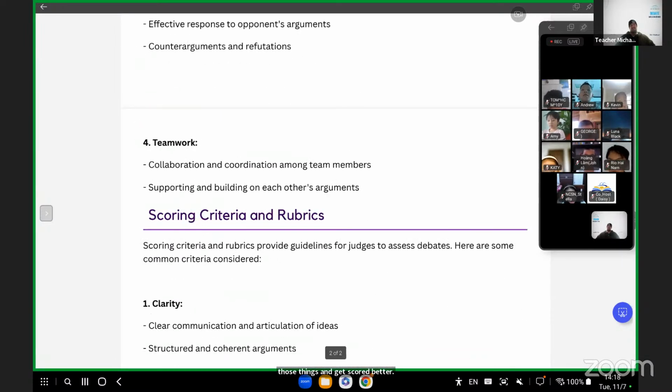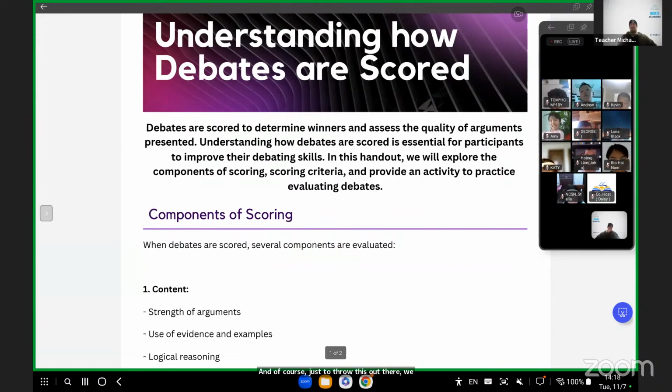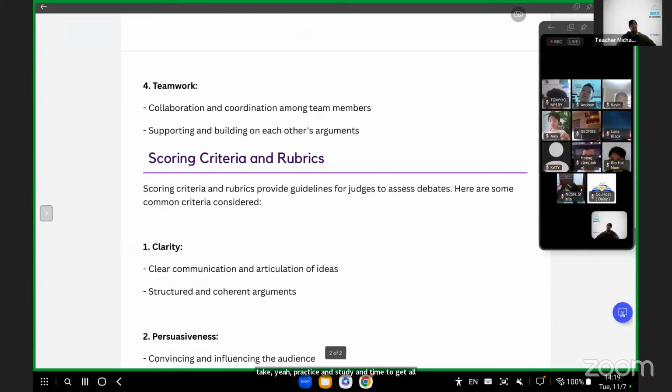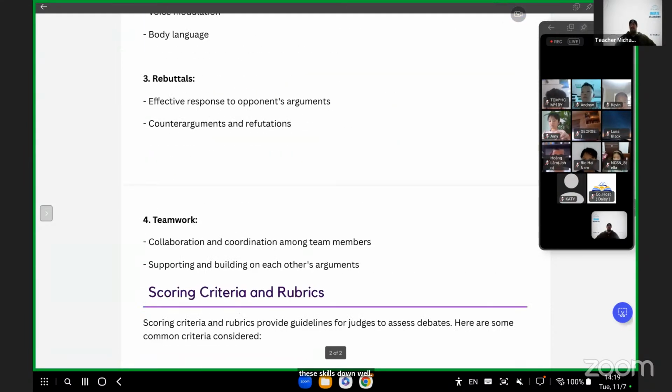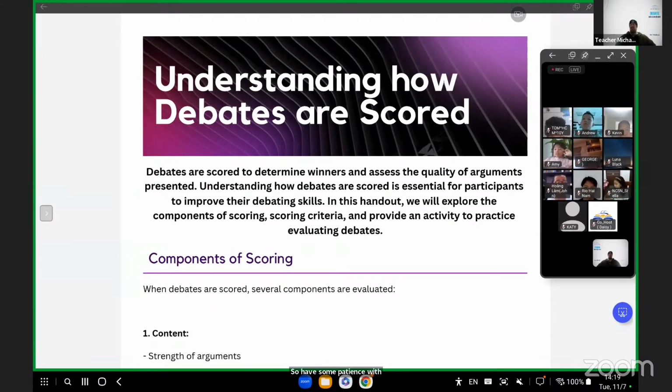And of course, just to throw this out there, we have just covered a lot of different things that the judges are looking for. So we shouldn't expect everything to go perfect straight away. It's going to take practice, study and time to get all these skills down well. So have some patience with yourselves. Keep working when you're looking at improving your debate skills, and over time you'll just get better and better and better.